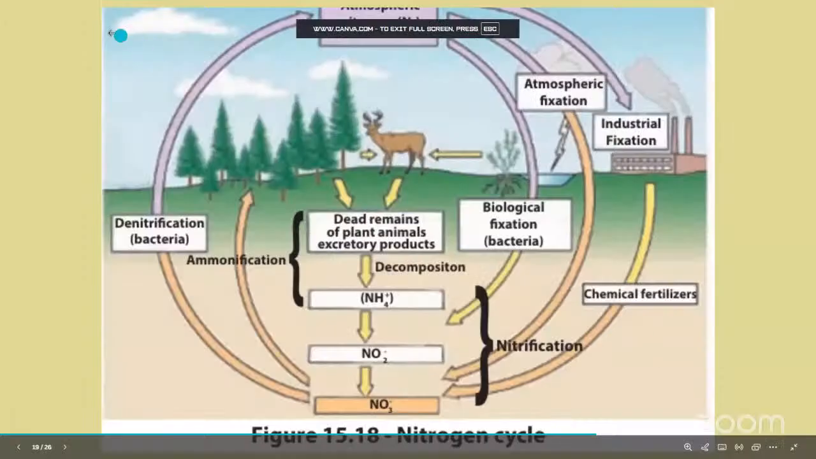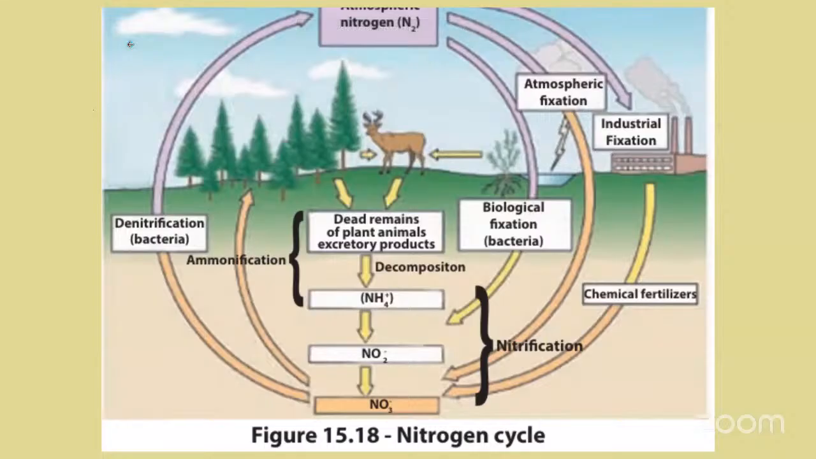Right, then this is what I got from the textbook. I couldn't find a different image. Under the nitrogen cycle, they are mainly talking about three things: biological fixation, then atmospheric fixation, then industrial fixation, as well as denitrification.